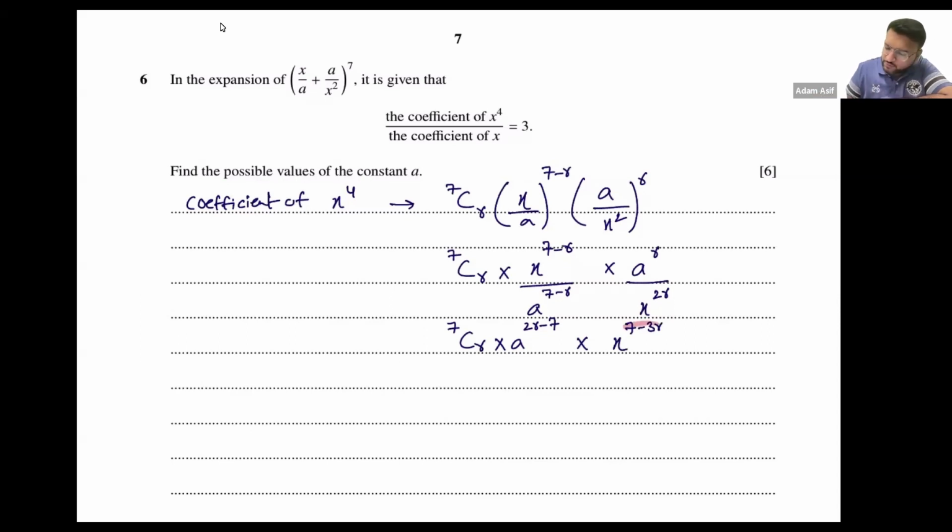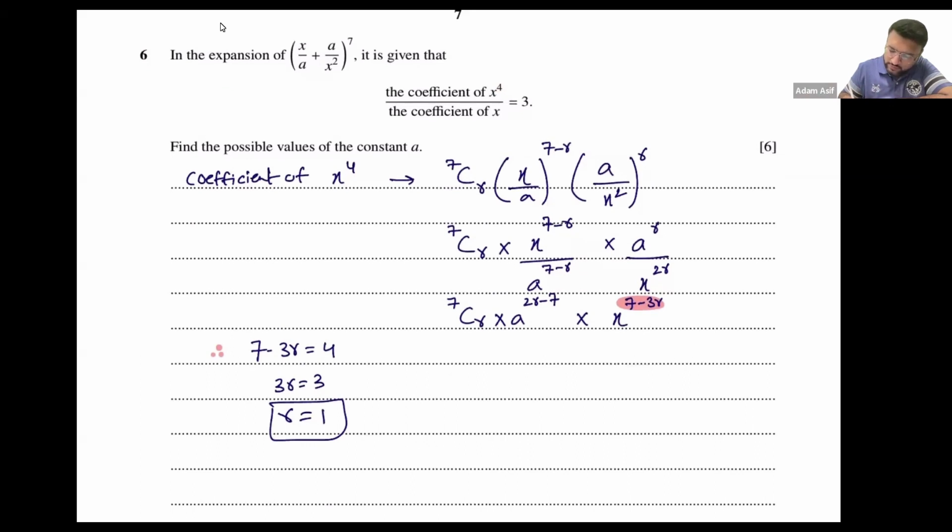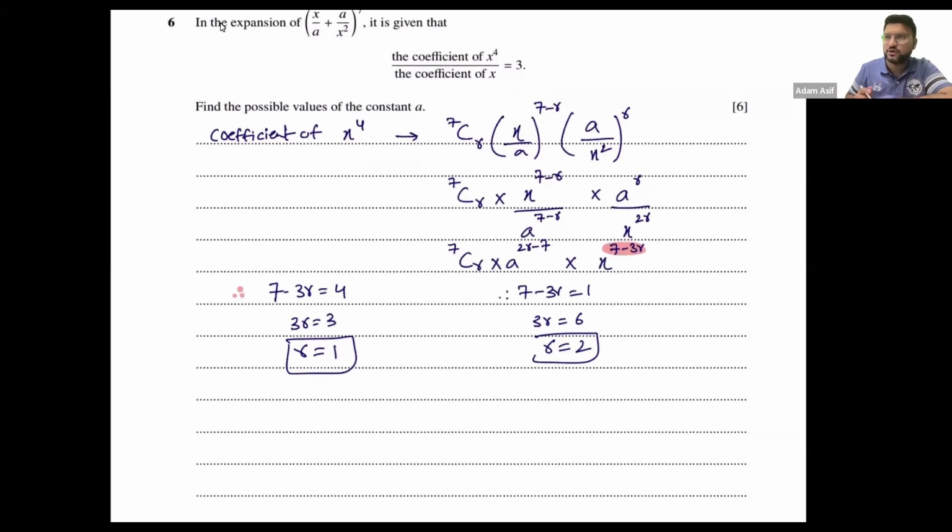Now, I want the power of x to be 4 and 1. ठीक है? So, therefore, 7 minus 3r equals to 4. So 3r equals to 3, r की वैल्यू क्या आ जाएगी 1, and 7 minus 3r equals to 1. So 3r equals to 6, r की वैल्यू क्या आ जाएगी 2. ठीक है? So coefficient of x to the power 4 occurs at r value of 1. r value of 1 का मतलब क्या है? It's the second term. ठीक है?